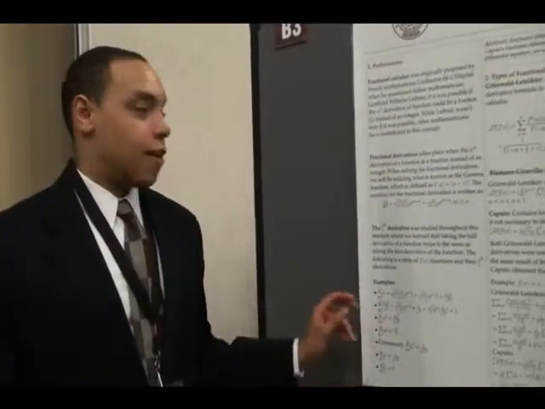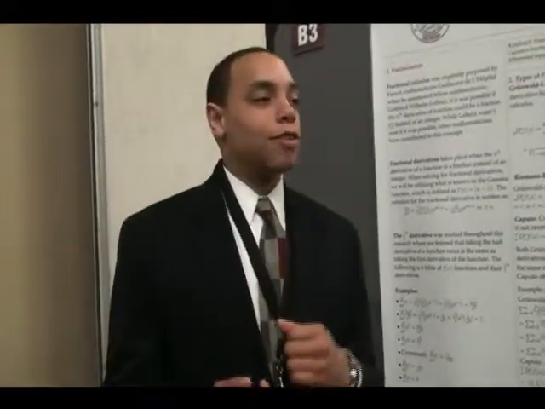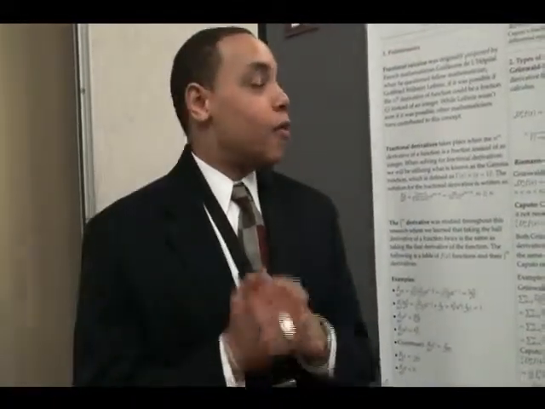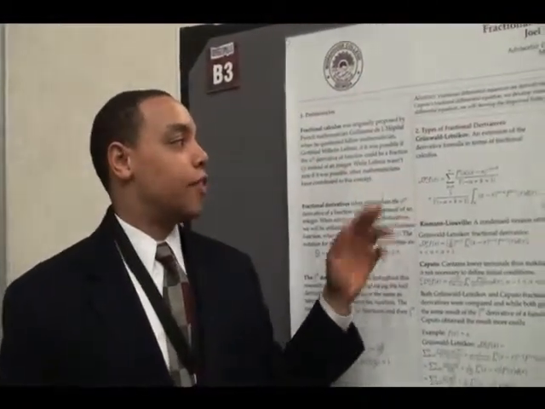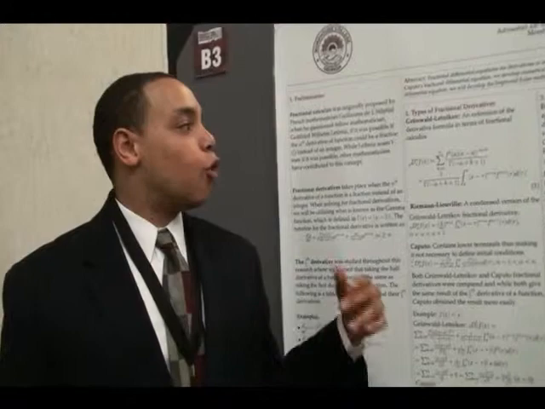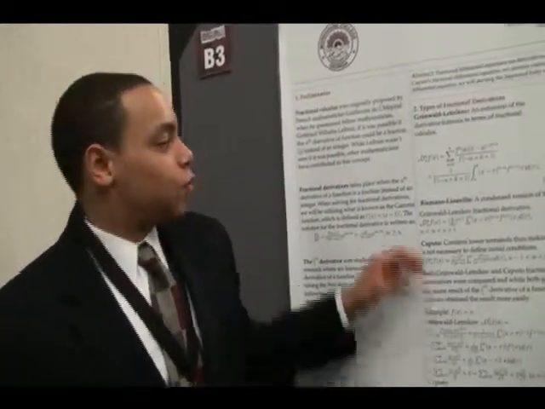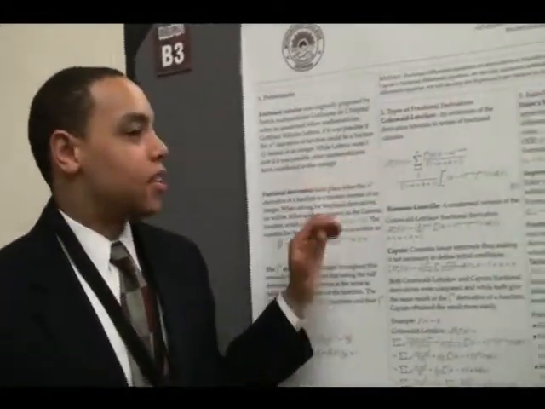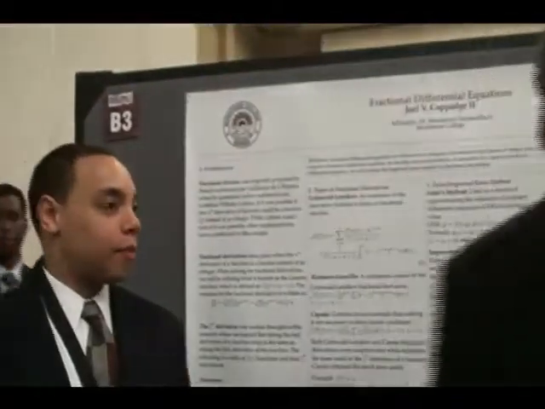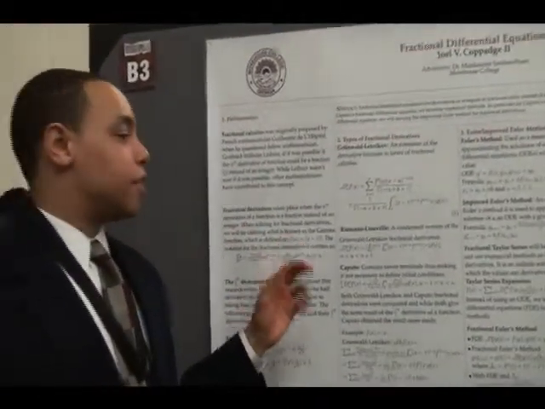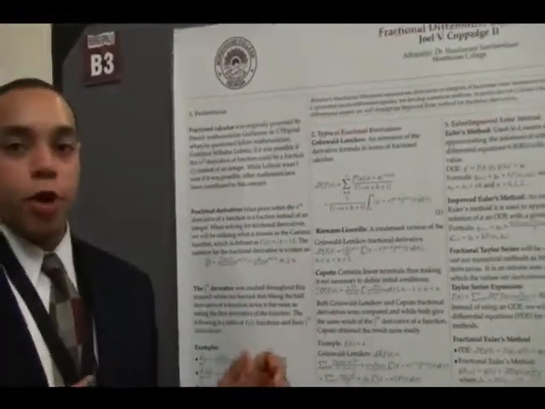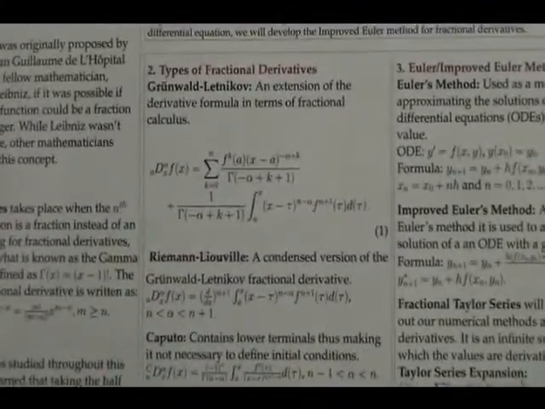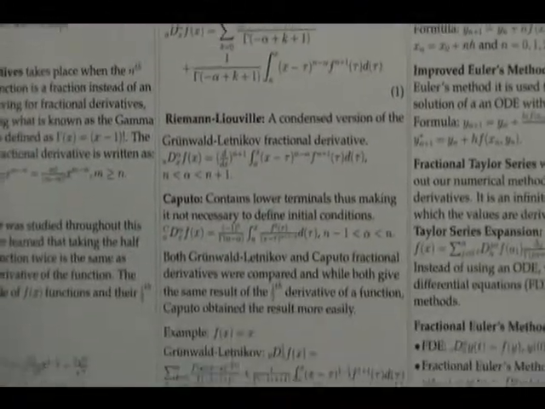The second part of the research involves looking at different types of fractional derivatives. The first is the Grünwald-Letnikov fractional derivative, an extension of the derivative formula from calculus. It's this formula right here, the series function. The second is the Riemann-Liouville derivative, which is a condensed version of the Grünwald-Letnikov fractional derivative. And our third one is Caputo, which doesn't contain lower terminals, thus making it not necessary to find these conditions.